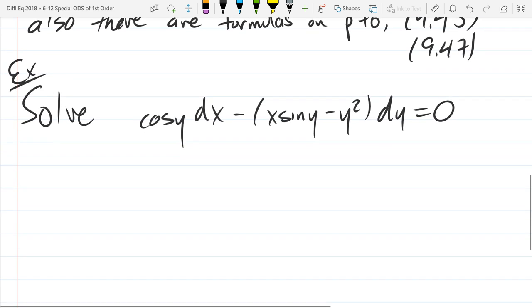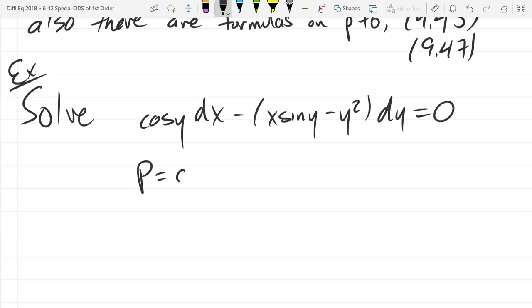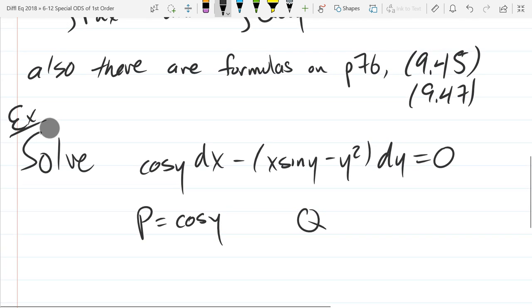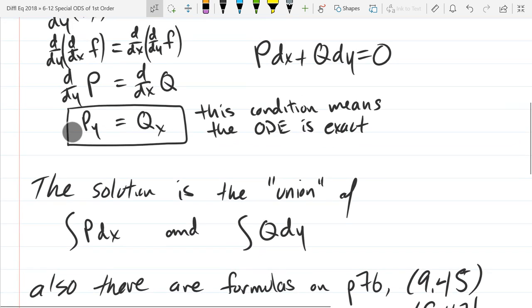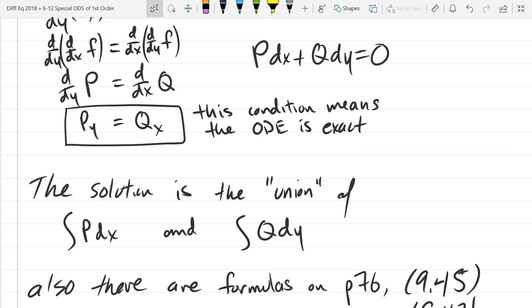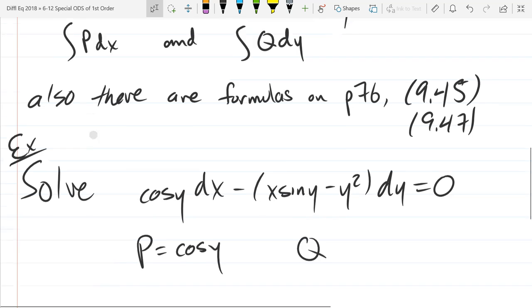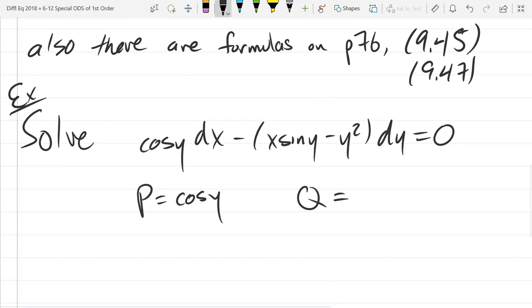All right, so all we have to do, I'm going to write down P is cos y, Q is the other function. Now, there's a minus in between. That is significant. If I go back to the original, there's a plus. So what does that really mean that Q is? The opposite. Q is negative x sine y minus y squared. It's really important you have that negative in there, because if that was not negative, then this would not be exact.